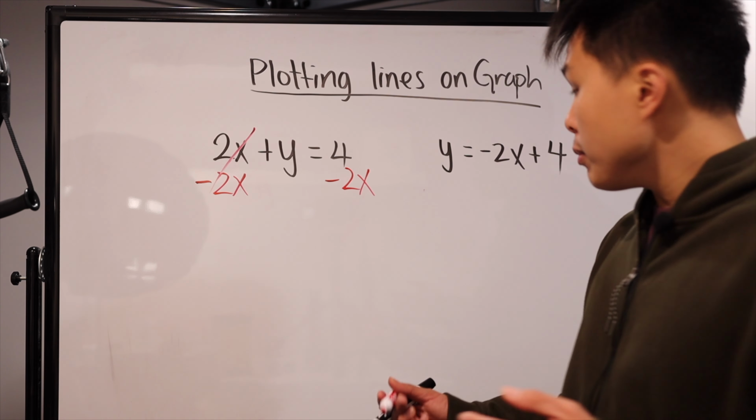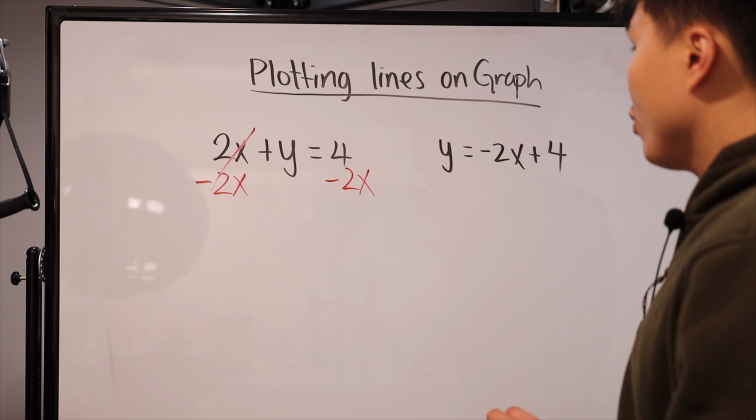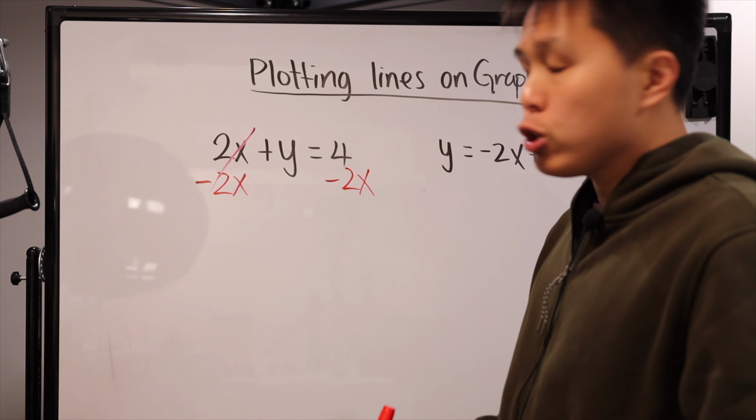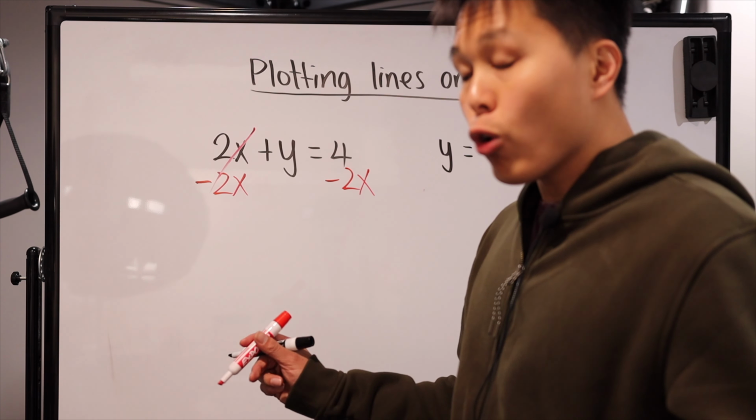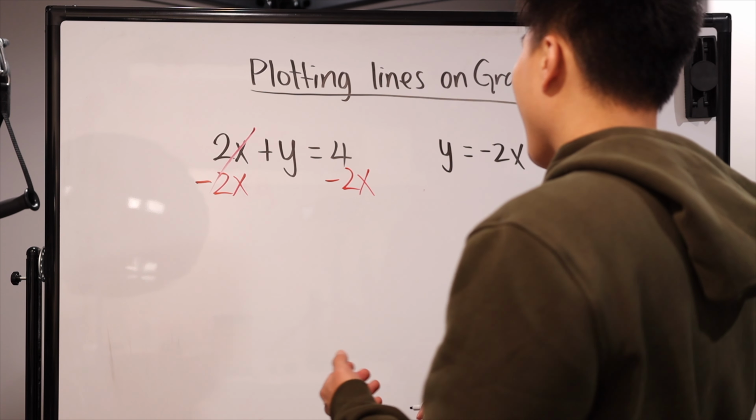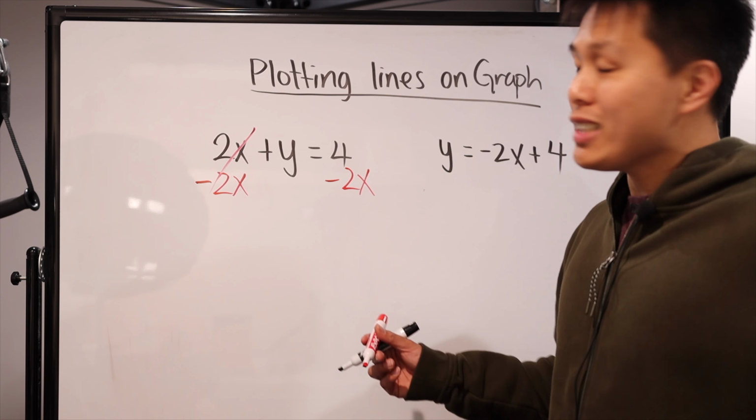Now, the second step is to basically get 2 points. Once again, I'm lazy. I'm going to try to choose the easiest number I can think of. It doesn't mean that you always have to choose these numbers, right? I just choose them because they're easy numbers.